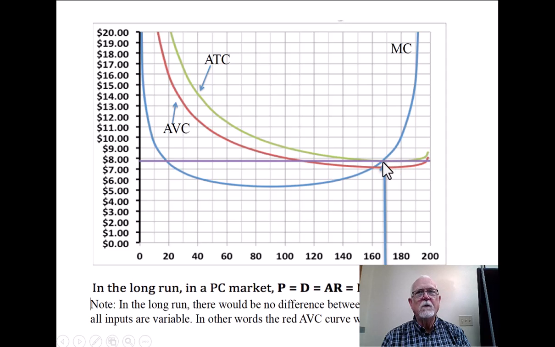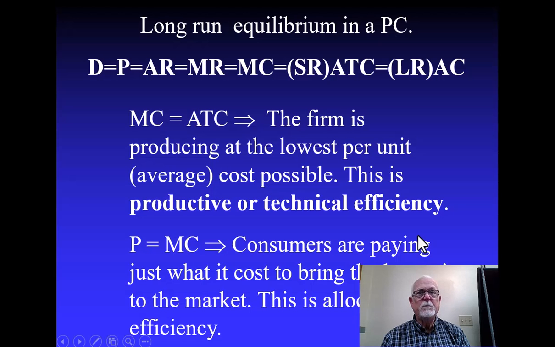All those are equal at the long run equilibrium point. By the way, in the long run, we'd actually do away with this average variable cost curve because by definition, all inputs would be variable. But getting to long run in the short run, if you will, we would be at this point. So it's critical that you understand that all this alphabet soup of relationships will be true if the PC market is in equilibrium in the long run.